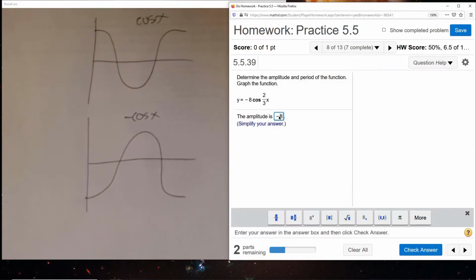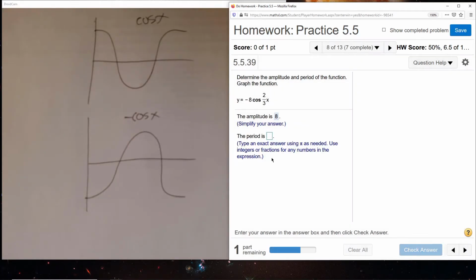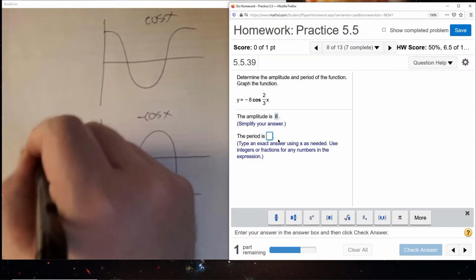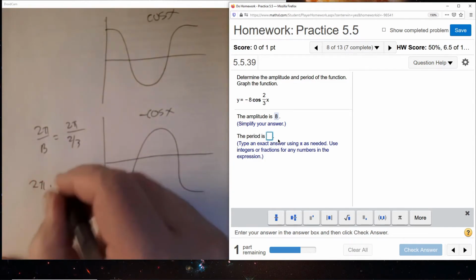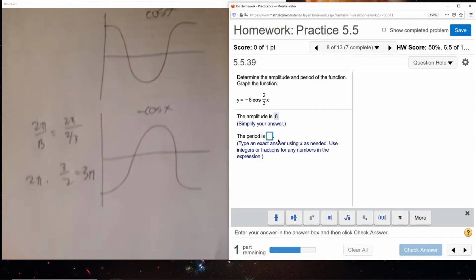Okay, so the amplitude, taking as positive here, I suppose that actually does make sense. The minus sign there flips it. The minus sign really doesn't affect the amplitude at all. So the period, remember period, 2 pi over b, and b in this case is 2/3. So that is 2 pi times 3/2, which gives us 3 pi.